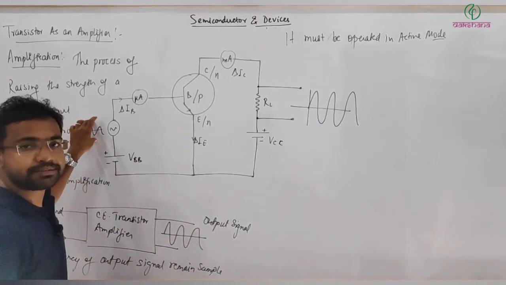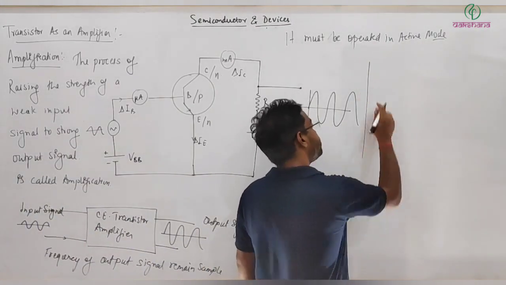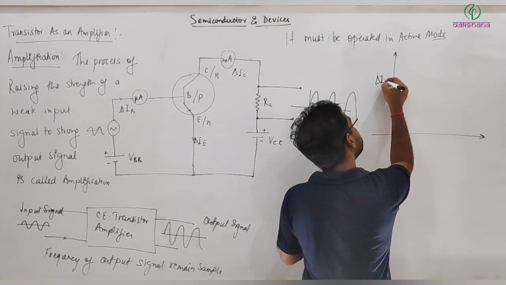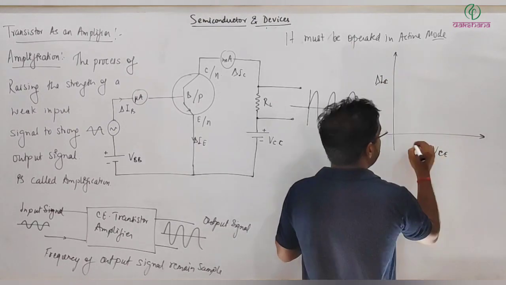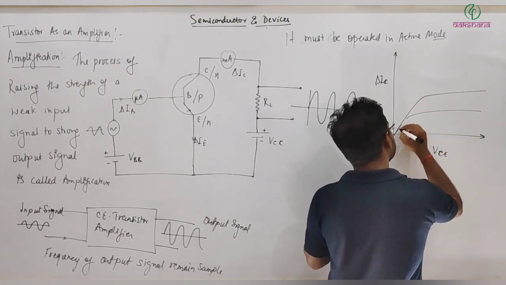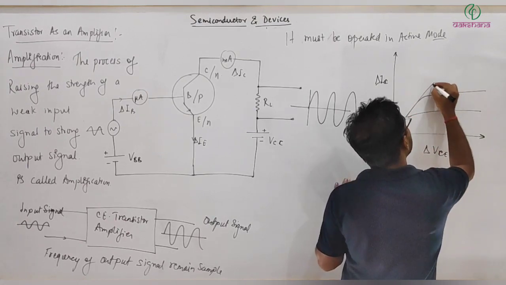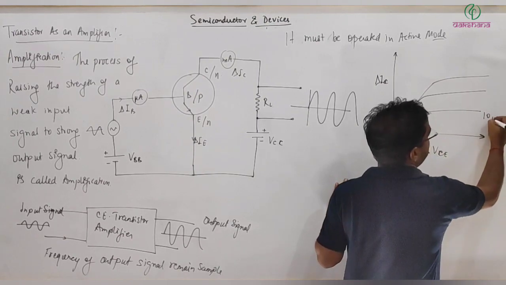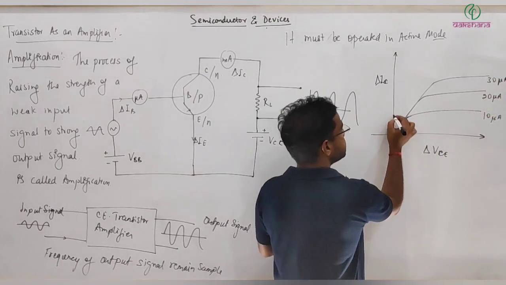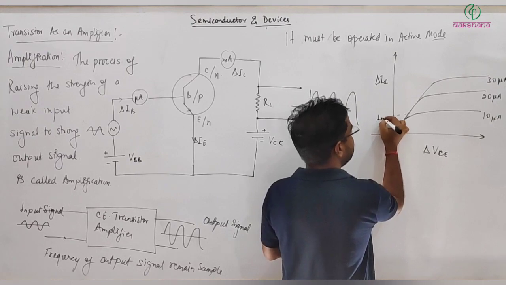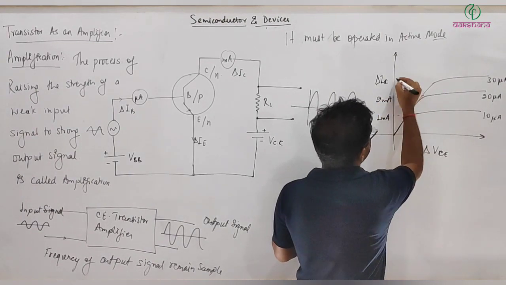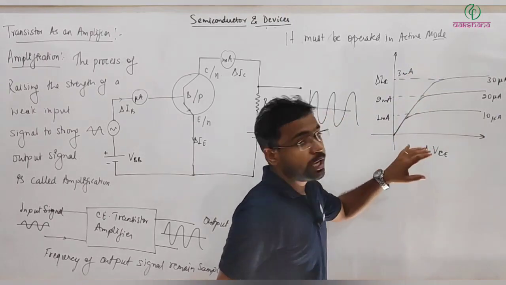A small signal is fed here, and in active mode I can get here delta IC divided by delta VCE, and this is your output characteristic, you can see here. So this is, let's say, 10 microampere, 20 microampere, 30 microampere, and the output current is some 1 milliampere for 10 microampere current, then 2 milliampere, then 3 milliampere, and so on.